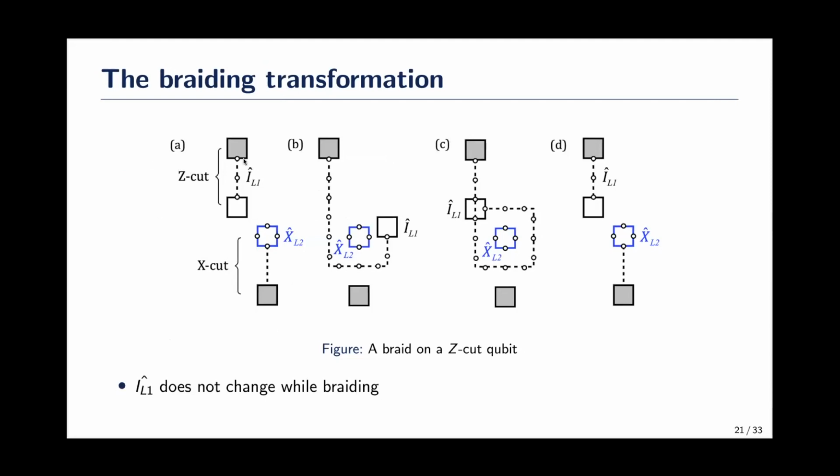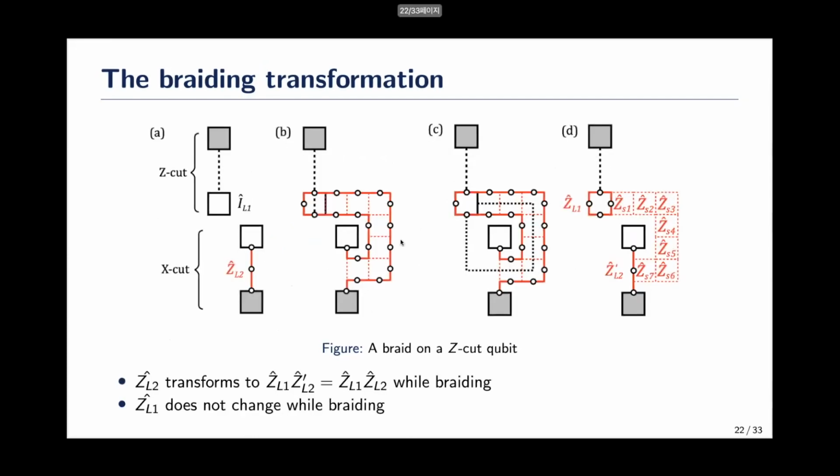And for IX, the braiding process does not do anything. So IX becomes IX by braiding. And IZ becomes ZZ. And CNOT also does nothing there. So we can say that the braiding transformation is a CNOT operation on the surface code.